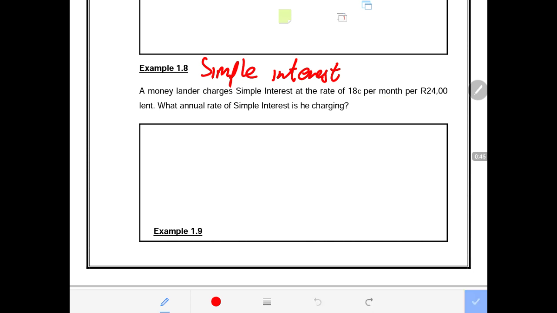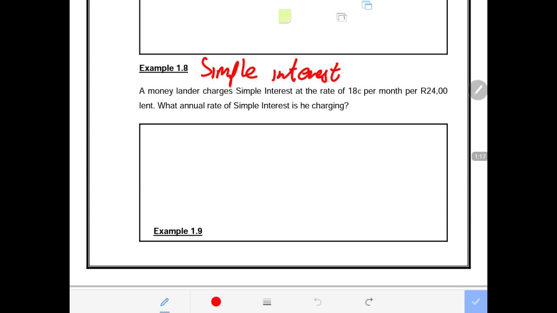That means this money lender, which they call umatshonisa, whenever this money lender gives you 24 rand, then he will charge you 18 cents for every 24 rand that is given. And know that these are cents. So now if these are cents, then we need to make sure that the amount that he is lending is also in cents when we go to the calculations. I'll talk about that now.